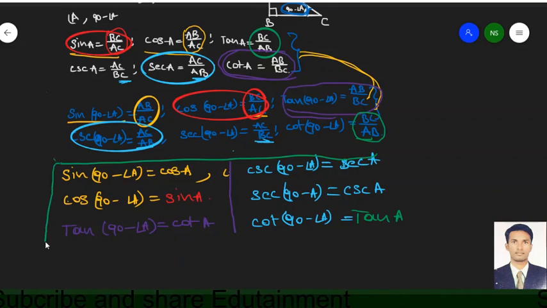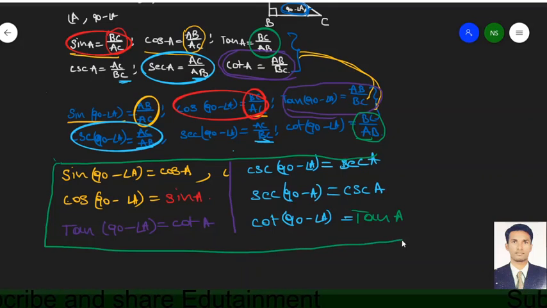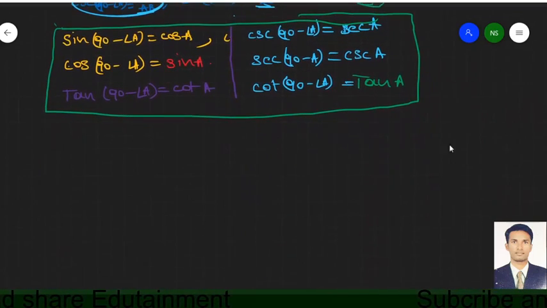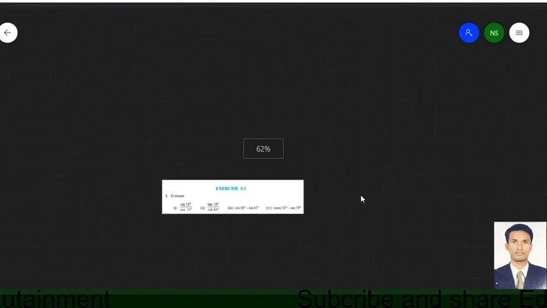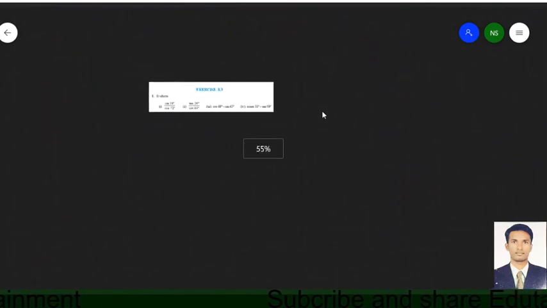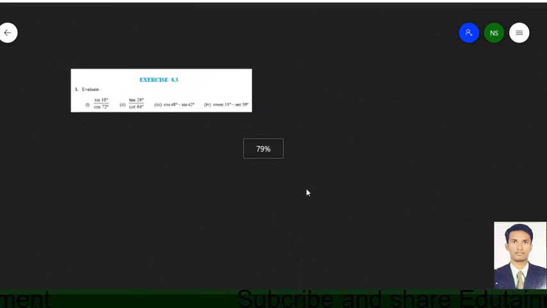Sin 90 minus A, cos 90 minus A, tan 90 minus A, cot 90 minus A, secant 90 minus A, cosecant 90 minus A, all these are our formulas. We should memorize them. After memorizing the particular formulas, we can move to the exercise 8.3.